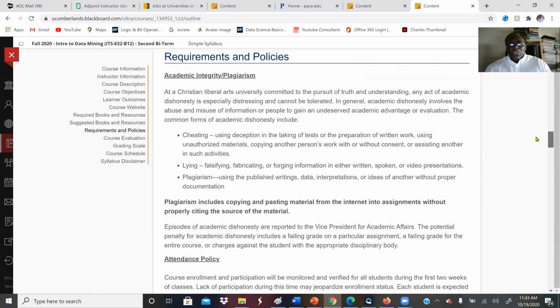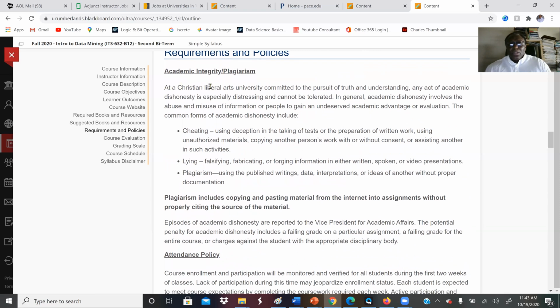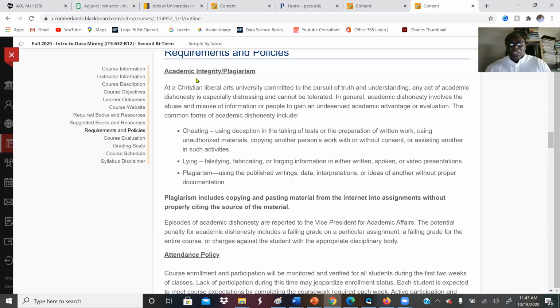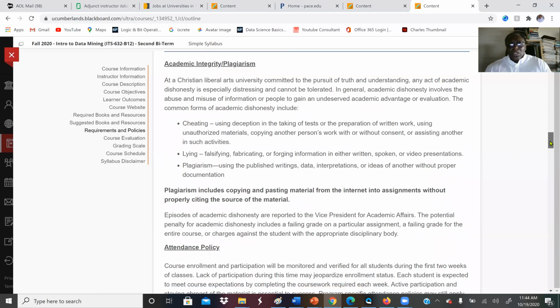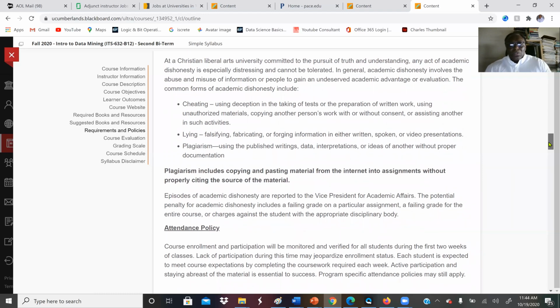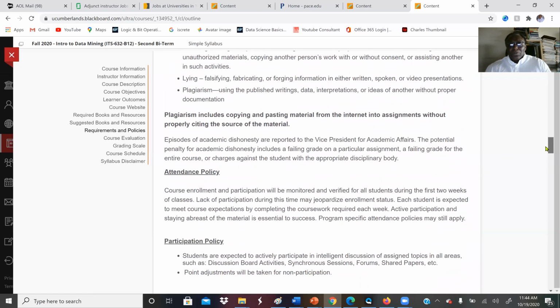So the requirements and policy: again, this school takes plagiarism very seriously. So we talk about academic integrity and plagiarism. Any materials you use during your assignment or any sources you use, please provide them. We're also using the APA format for this course. So any written assignment must be in APA format. We should avoid cheating or falsifying, fabricating information. Plagiarism: make sure if you are using another person's work, you give credit to the person.